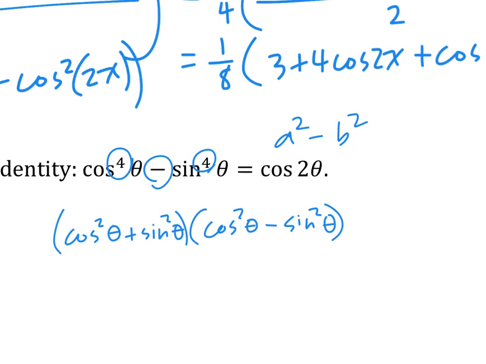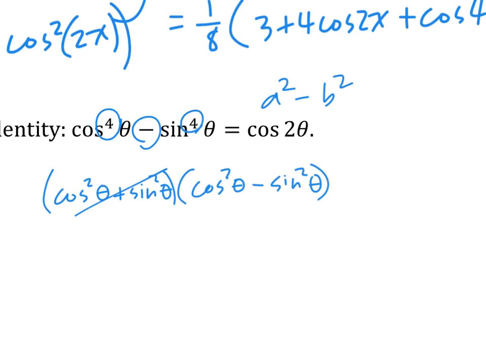Now what? Oh wait, we can do the double angle. Yes, this part equals 1. Cosine squared plus sine squared is 1. Now what? With double angle, can I use a squared minus b squared on the right side? You probably could, but we're trying to get to cosine 2 theta. Hint, power reducing. Not double angle, power reducing.